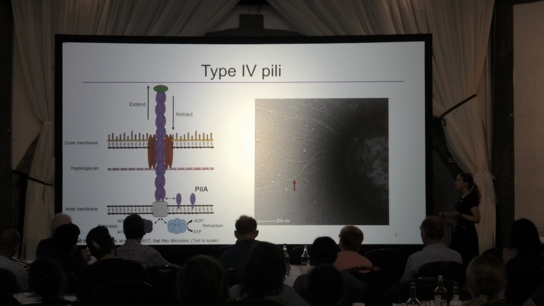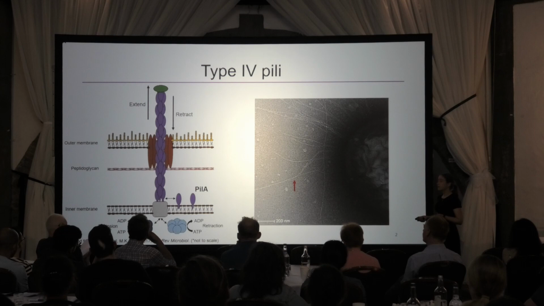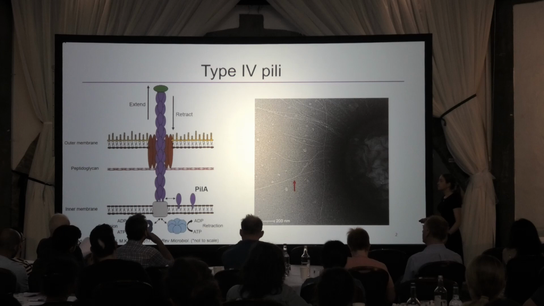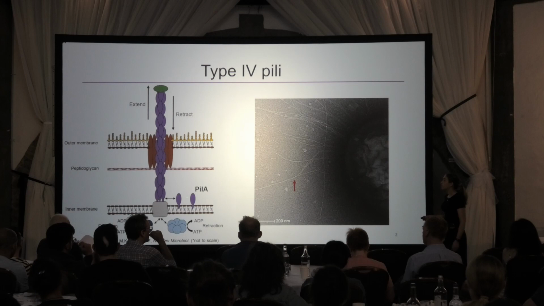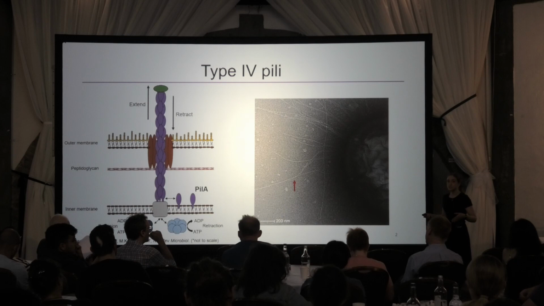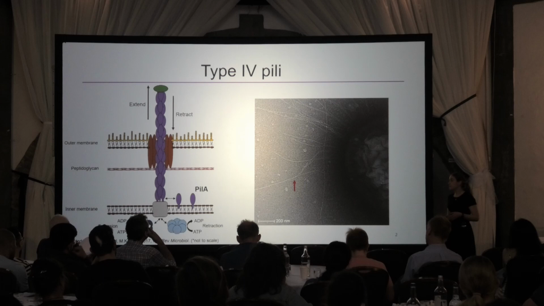And over here on the left, I'm just showing you a general schematic of the type 4 pilus. And what I want to direct your attention to is this protein in purple here called PilA. And this is the protein that actually makes up the type 4 pilus fiber. So PilA monomers dynamically polymerize and depolymerize in order to extend and retract. And this extension and retraction is what gives the pilus functionality. Now, type 4 pilus is not unique to Pseudomonas. It's actually found in a broad spectrum of bacteria.